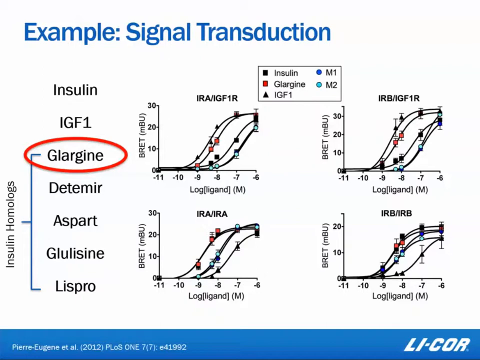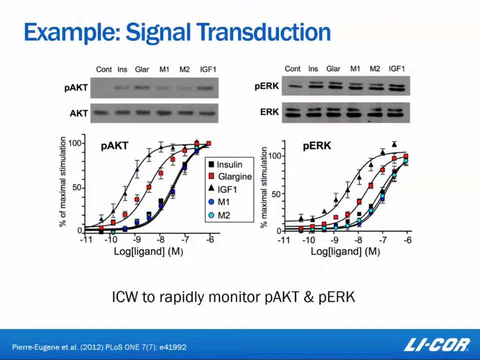From here, they wanted to examine a number of downstream effectors. This included looking at phosphorylation of AKT and ERK. So to monitor phosphorylation of these targets, they went ahead and utilized the In-Cell Western Assay. So what they did is they incubated their cells of interest, expressing their hybrid receptors, with different ligands and different concentrations of these ligands, and replicates. By utilizing the In-Cell Western Assay, they could quickly and easily monitor phosphorylation of either AKT or ERK with phosphospecific primary antibodies. And when they applied either insulin, IGF-1, glargine, M1, or M2 to these cells, they could read an increase in phosphorylation of both AKT and ERK.